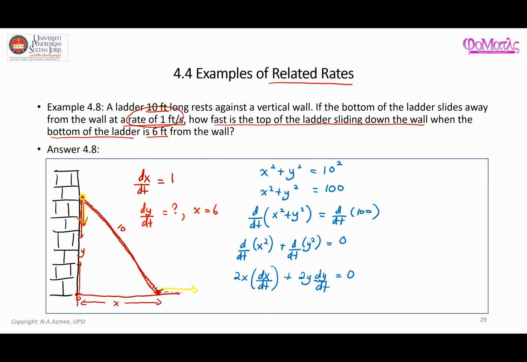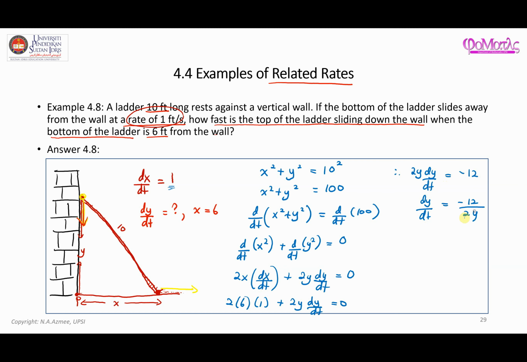Now dx/dt is given, which is 1. dy/dt is what the question is asking you to find. x is equal to 6, so we substitute all the values that we have. Now 2 times 6 times dx/dt, which is 1, plus 2y dy/dt is equal to 0. So 2y dy/dt must be equal to negative 12.